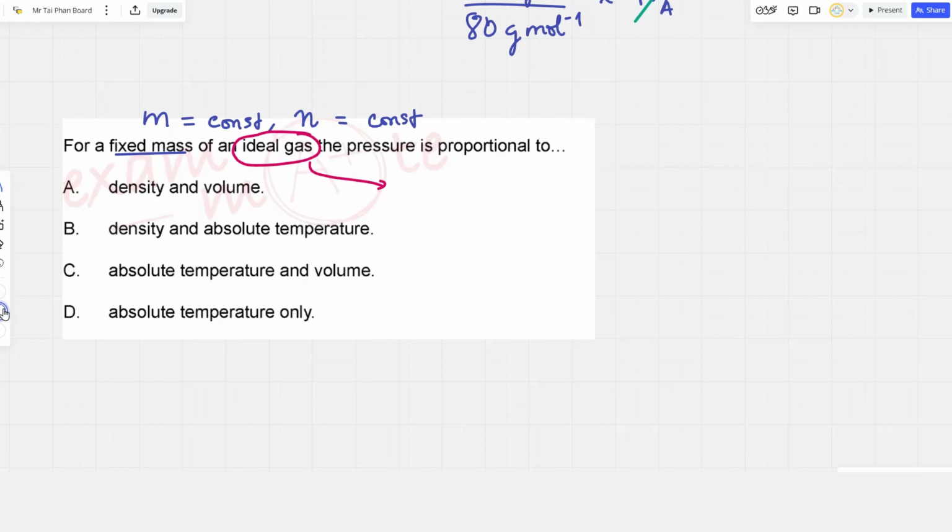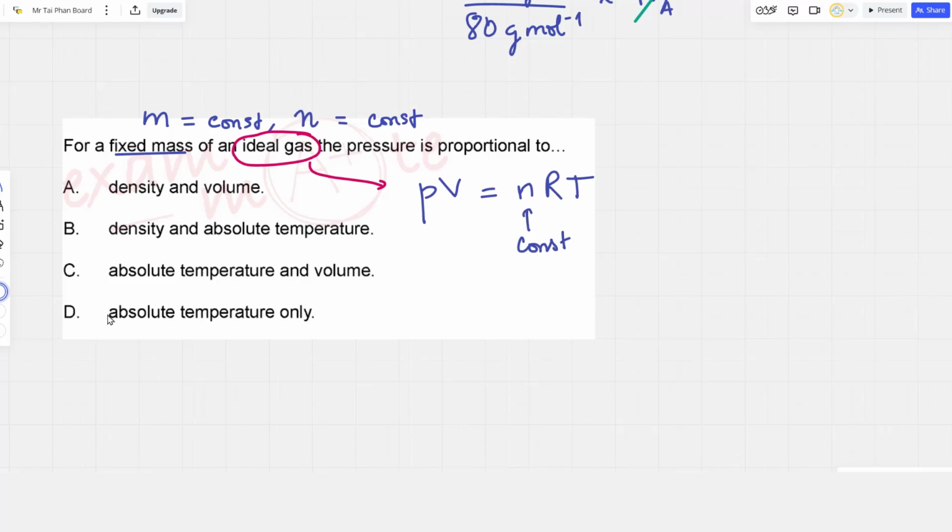Okay. For an ideal gas, we have the following equation: PV equals nRT, meaning that n here is a constant for the fixed mass. The pressure is only proportional to temperature if the volume here is a constant. Density and absolute temperature and volume. Absolute temperature only.